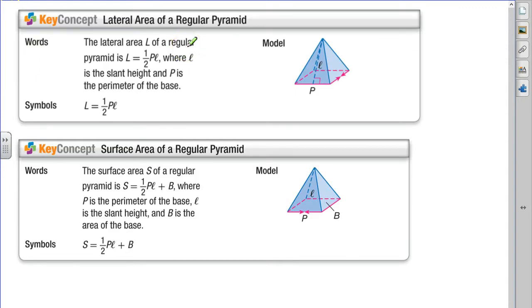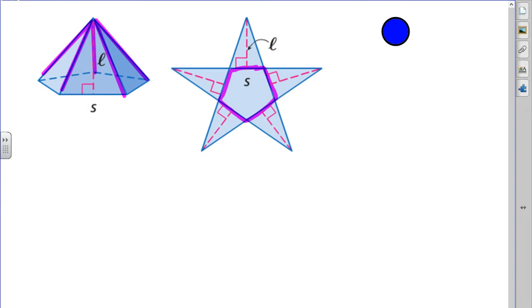So lateral surface area of a pyramid, total surface area of a pyramid: 1/2 PL, 1/2 PL plus B.